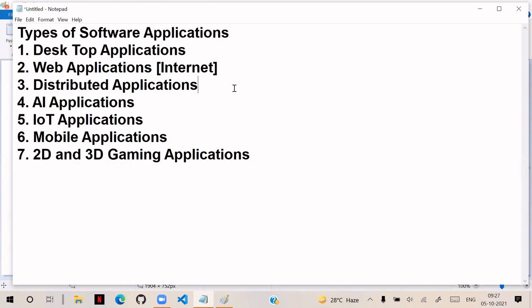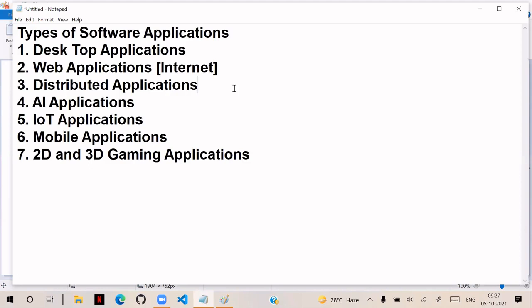Not only that, sometimes you download some games. You can play those games without any internet connection. Then it is also what kind of application? Mobile application. If you need to connect with the internet, you need to access it and work with it, these kinds of applications are called distributed applications. Those architectures you will learn later. So desktop applications, web applications, distributed applications we have.